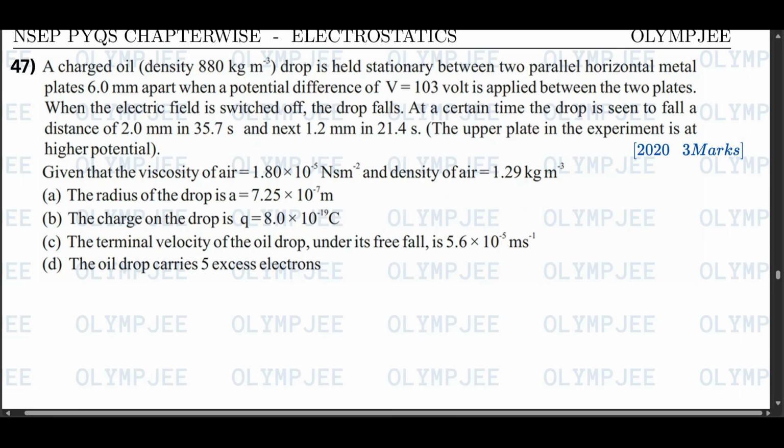Question 47 says a charged oil drop of density 880 kg per meter cube is held stationary between two parallel horizontal metal plates 6 meter apart when a potential difference of 10^3 volt is applied between the plates. When the field is switched off, the drop falls. At a certain time, the drop is seen to fall a distance of 2 millimeter in 35.7 seconds, and the next 1.2 millimeter in 21.4 seconds. So the viscosity of air and density of air is given, and they are asking for various things. So let us see.